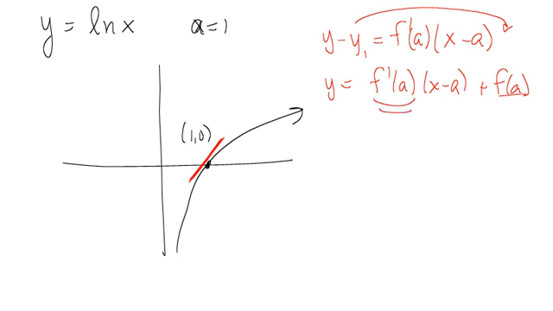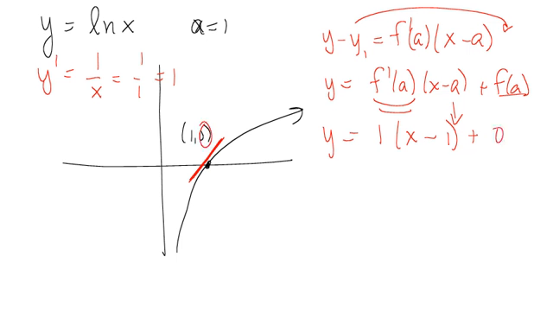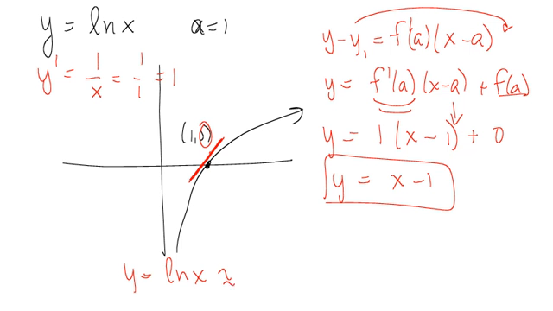So in this case, a is 1, so I want to find the derivative at 1. The derivative is 1 over x, and when x equals 1, it's 1 over 1, which is 1. There's my derivative slope. x minus the a is also x minus 1, plus the y value at 1, which is 0. So my equation is x minus 1. That means that this curve, y equals the log of x, can be approximately estimated as x minus 1 as long as we're close to the value of 1.